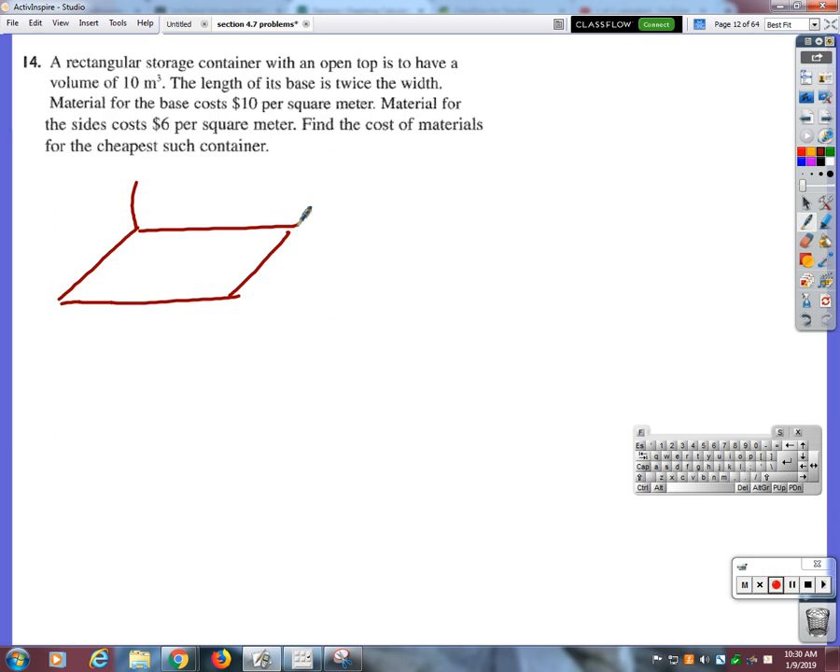So now two things have changed. One is that we no longer have a square base, we have a rectangular base, but there is a relationship between those two sides. It says the length of the base is twice the width, so if that's x, then this is going to be 2x, and y is the height. So we are trying to minimize the cost of the materials. How do I figure out how much that's going to cost?